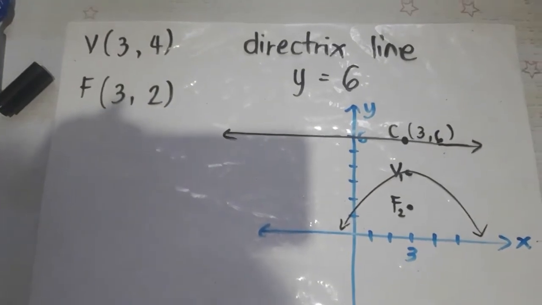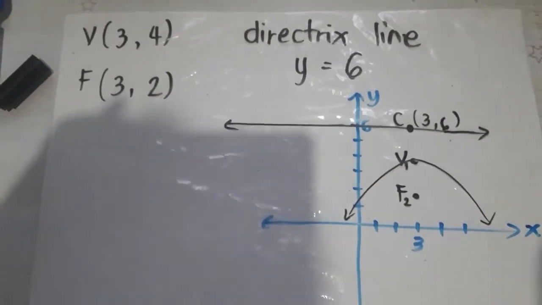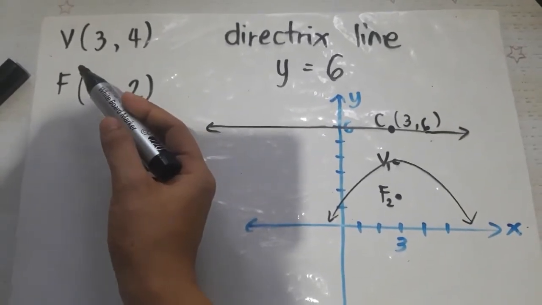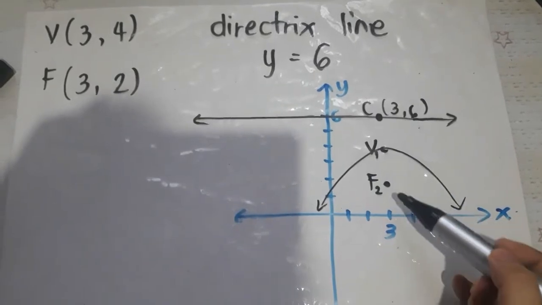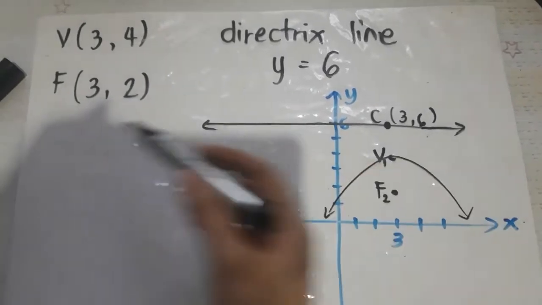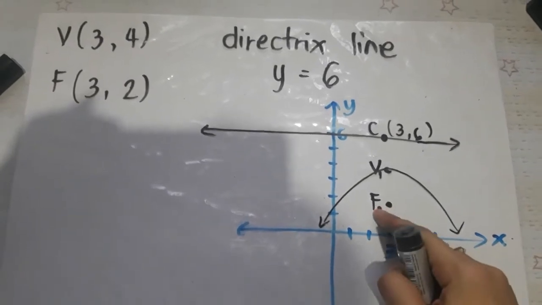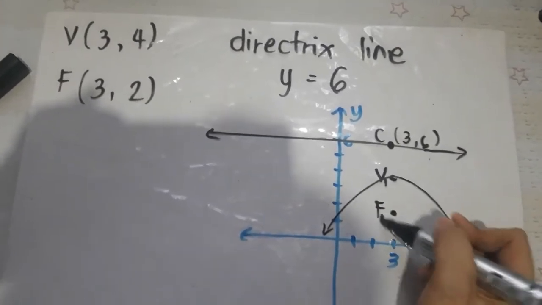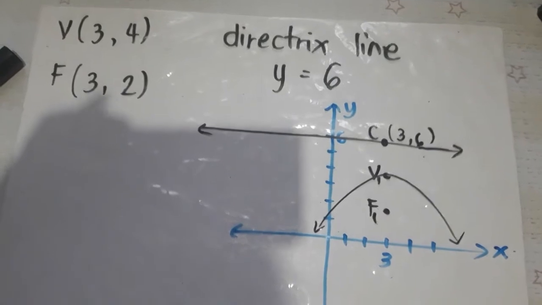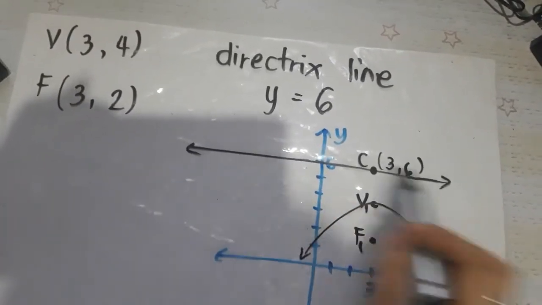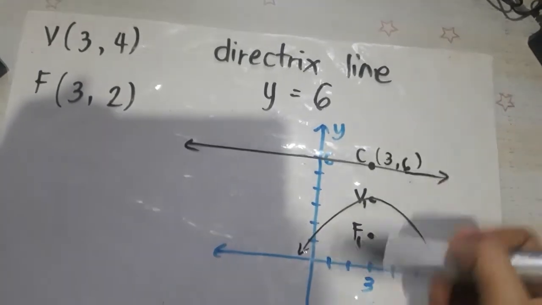the branches of the hyperbola that we are looking for. Now, this is a rough sketch. We solved for one of the vertices, that's (3, 4). So that will be here in the first quadrant. Same with the focus, so that is in the first quadrant as well. Let's assume that this is V sub 1 and F sub 1. And then the directrix line will be here, y equals 6. We intersect the y axis.